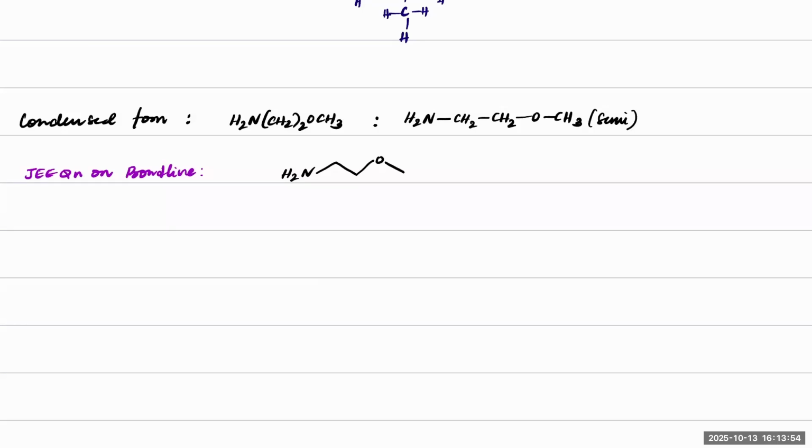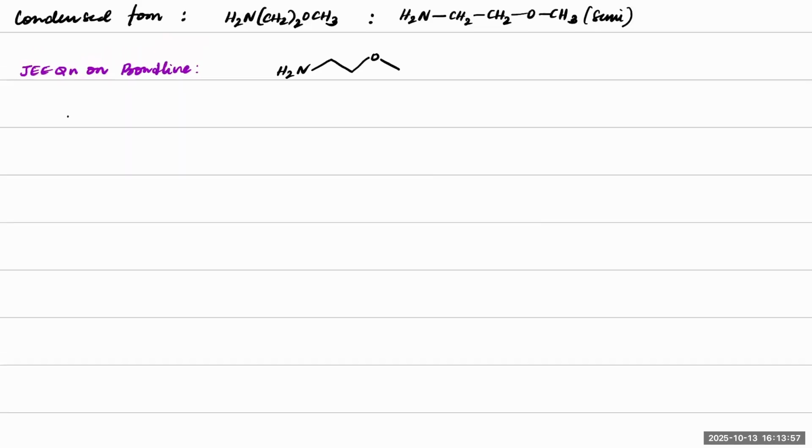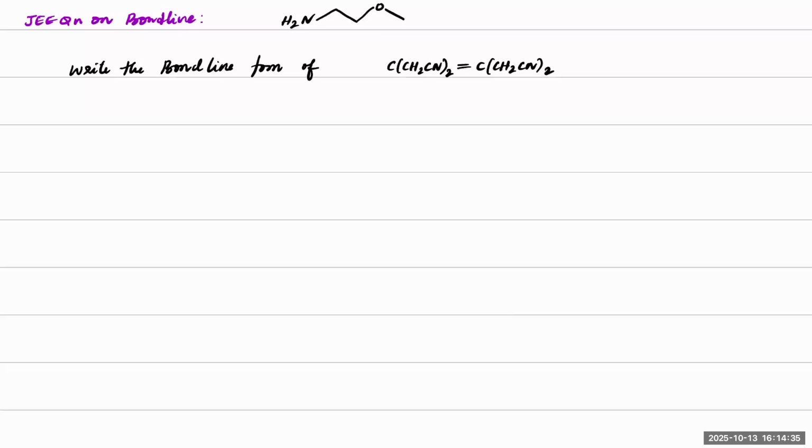Now, what JEE asked is this one. Write the bond line form of a carbon having CH2CN twice, like this, with a double bond to a carbon having CH2CN twice. This is the question that has been asked.